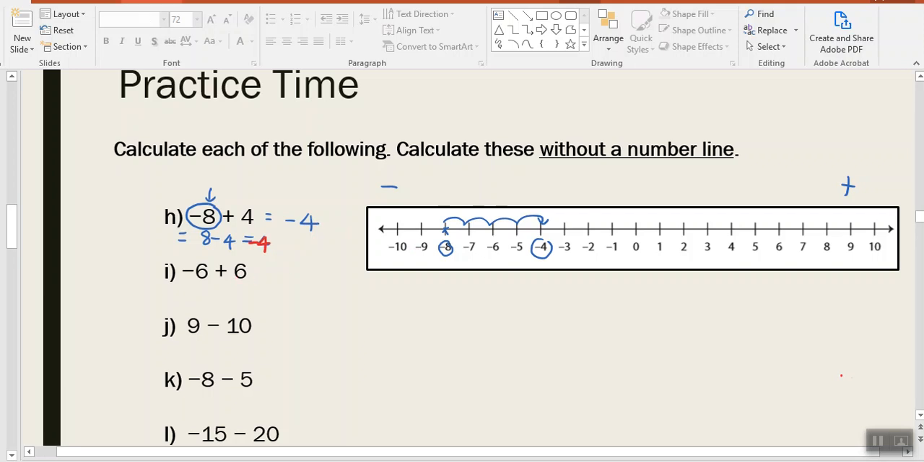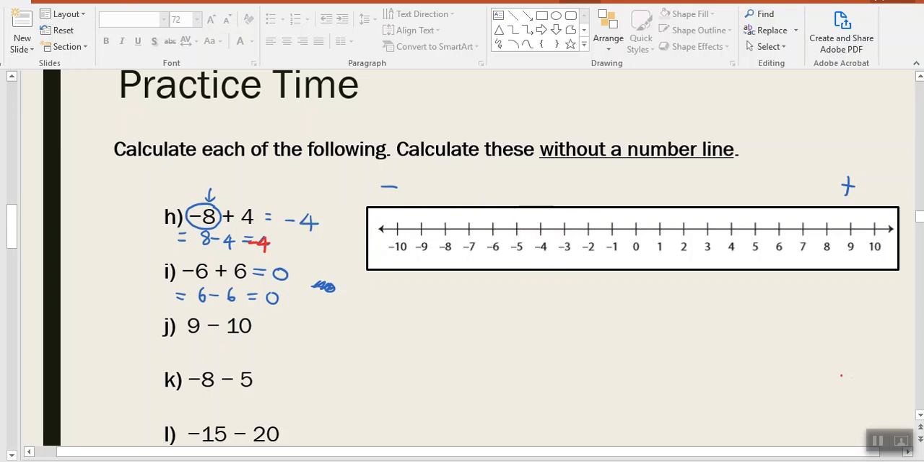Okay, with the second one, I've got negative 6 plus 6. So once again, I have two different signs. So the trick is when you see two different signs, first subtract your digits. Ignore the sign, subtract. 6 take away 6, I know, is 0. Now we know 0 is the only integer that is neither positive or negative. So my answer will just be 0. There's nothing else I need to do. We don't put a negative 0 or a positive 0. 0 is just 0.